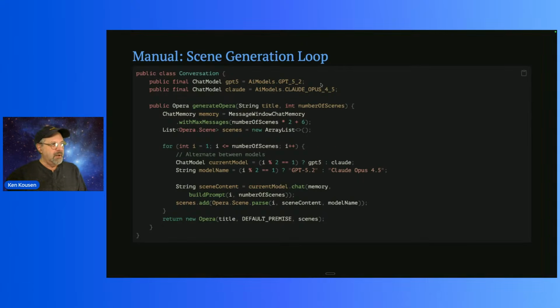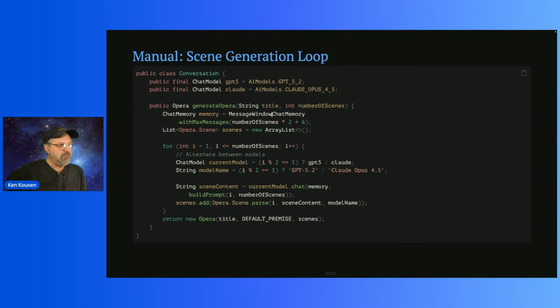So I've got a GPT-5 model and a Claude Opus 4.5 model. And here I specify a number of scenes. Now I can let it generate a title as well, but I provided one just in case, and then let it come up with one. And here's what I mean by explicitly determining the chat memory instance. And LangChain4j allows you to use a certain number of messages or a certain number of tokens.